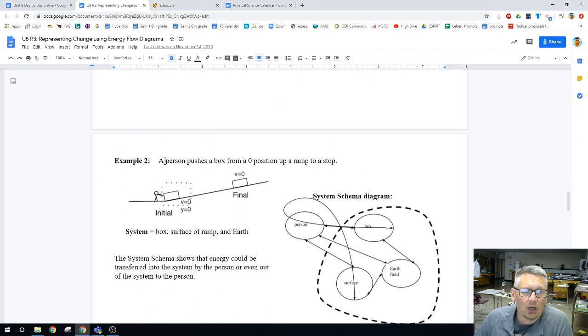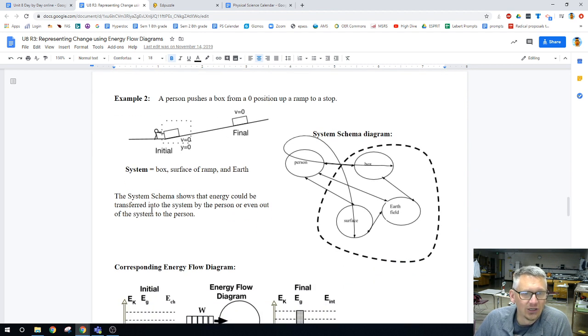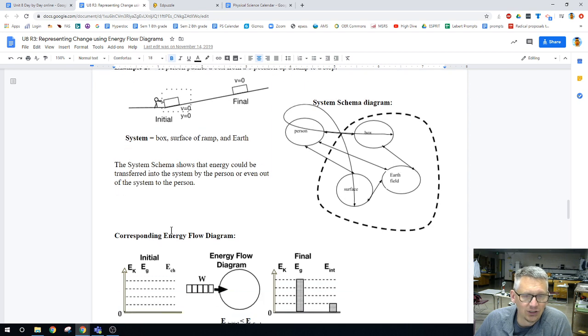Example 2. A person pushes a box from a 0 position up a ramp to a stop. The system is the box, the surface, the ramp, and the earth. And in this case, notice the person is not in the system schema. The person is outside. So the system schema shows that the energy would be transferred into the system by the person, or even out of the system to the person.